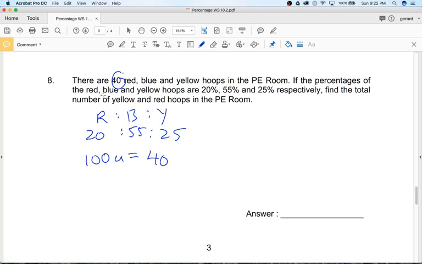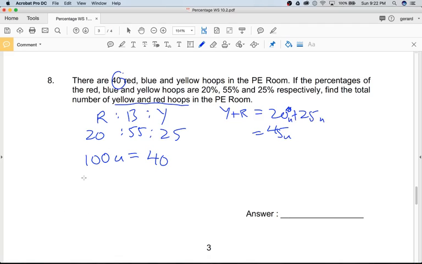You want to find the total number of yellow and red hoops. Yellow and red. So we'll do yellow plus red, which is 20 plus 25, equals 45. Now this is the units.